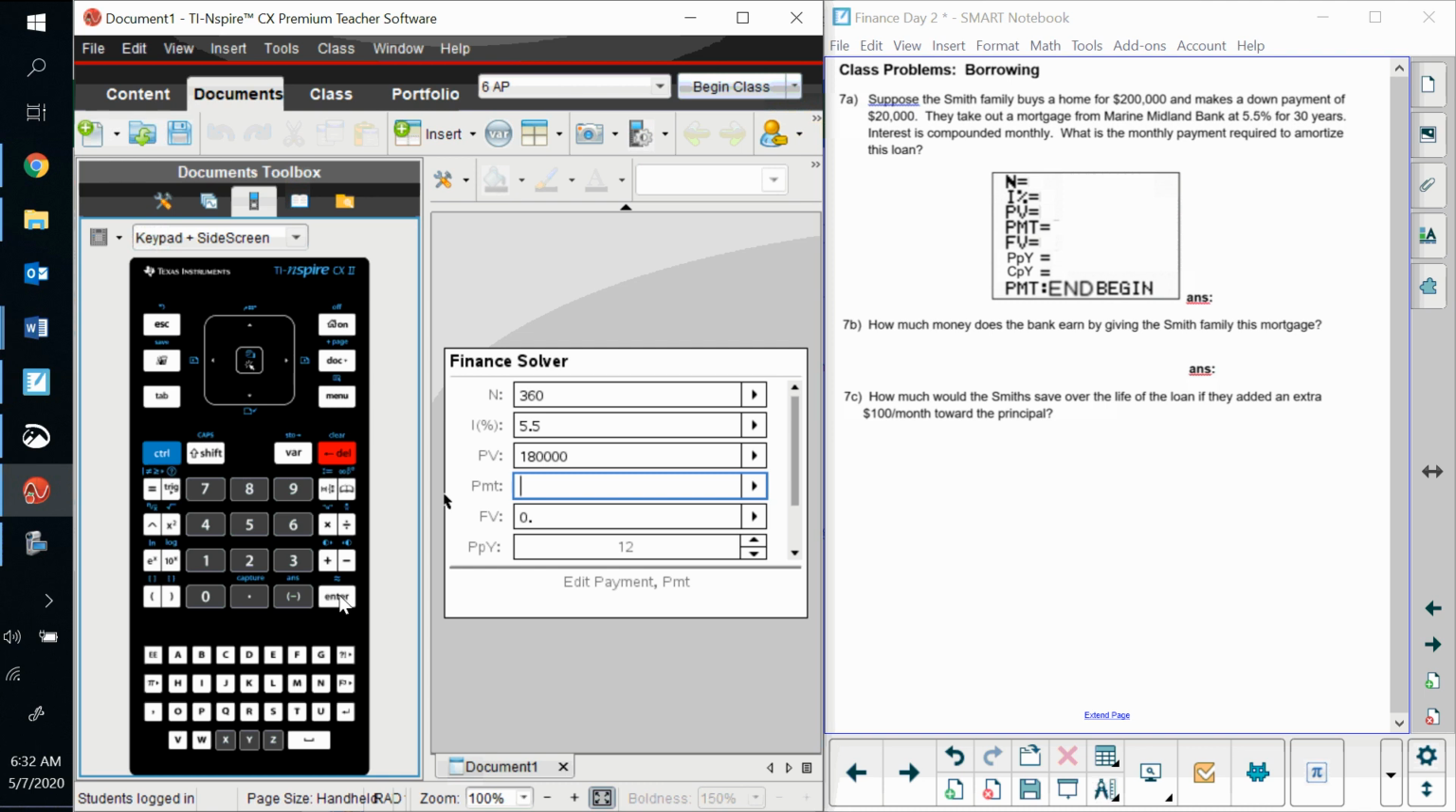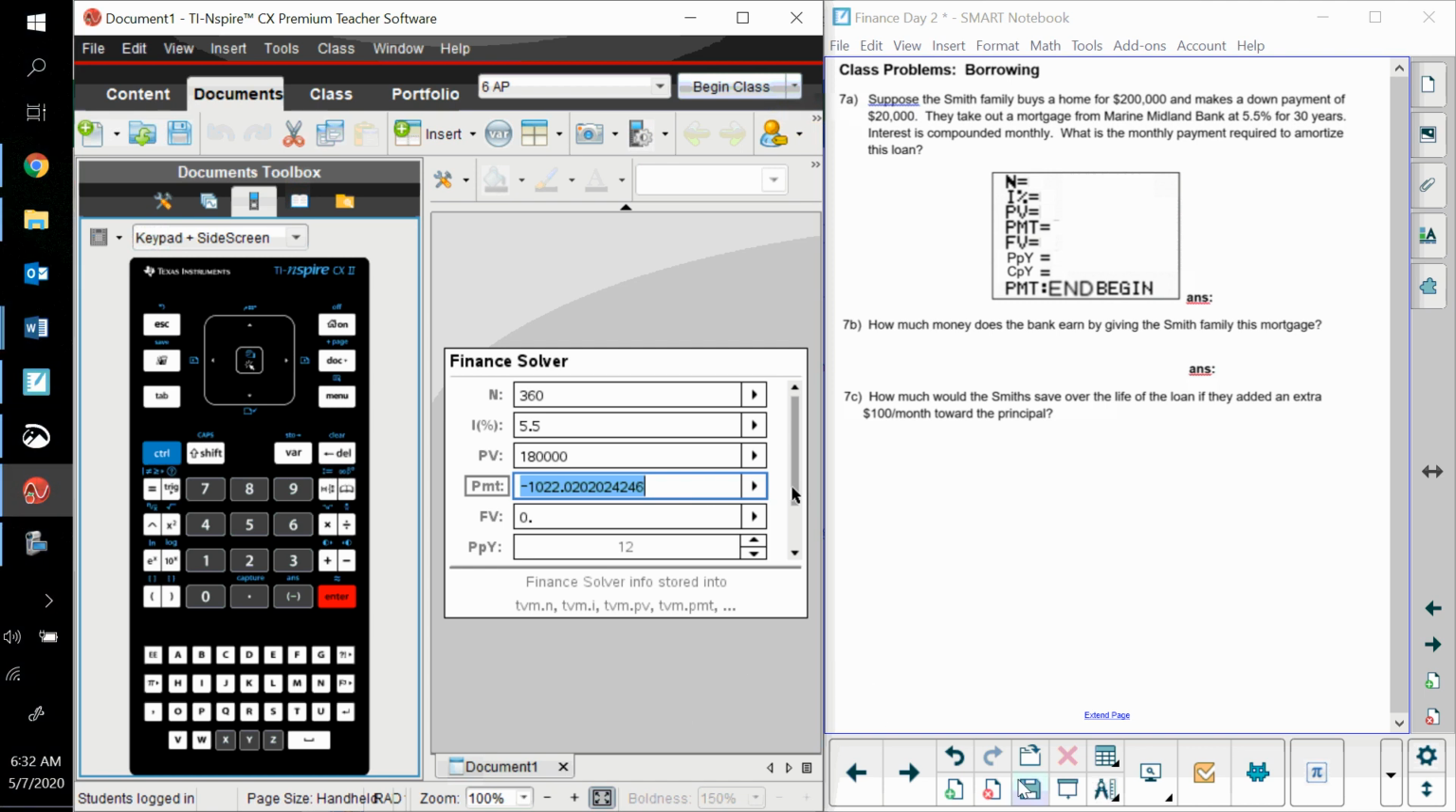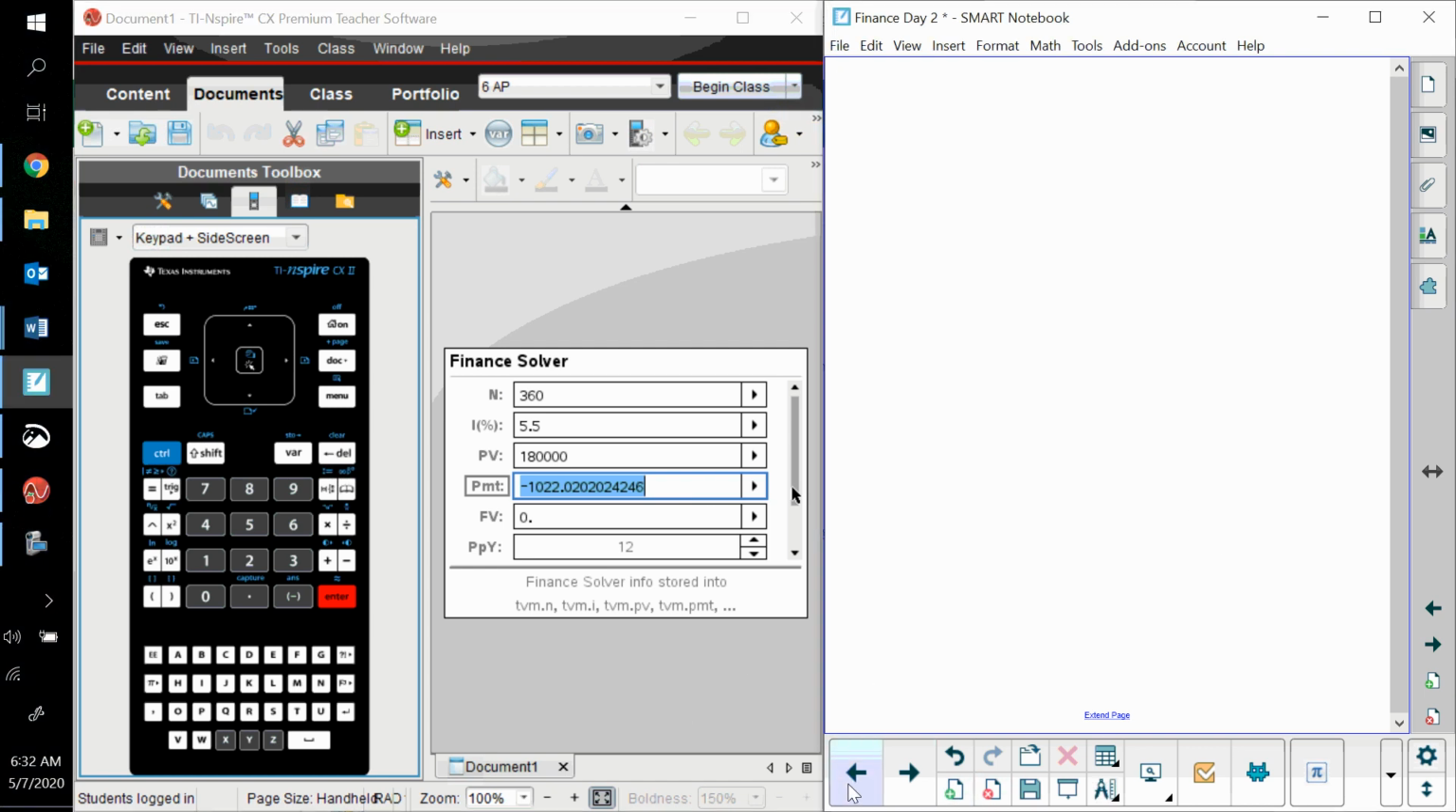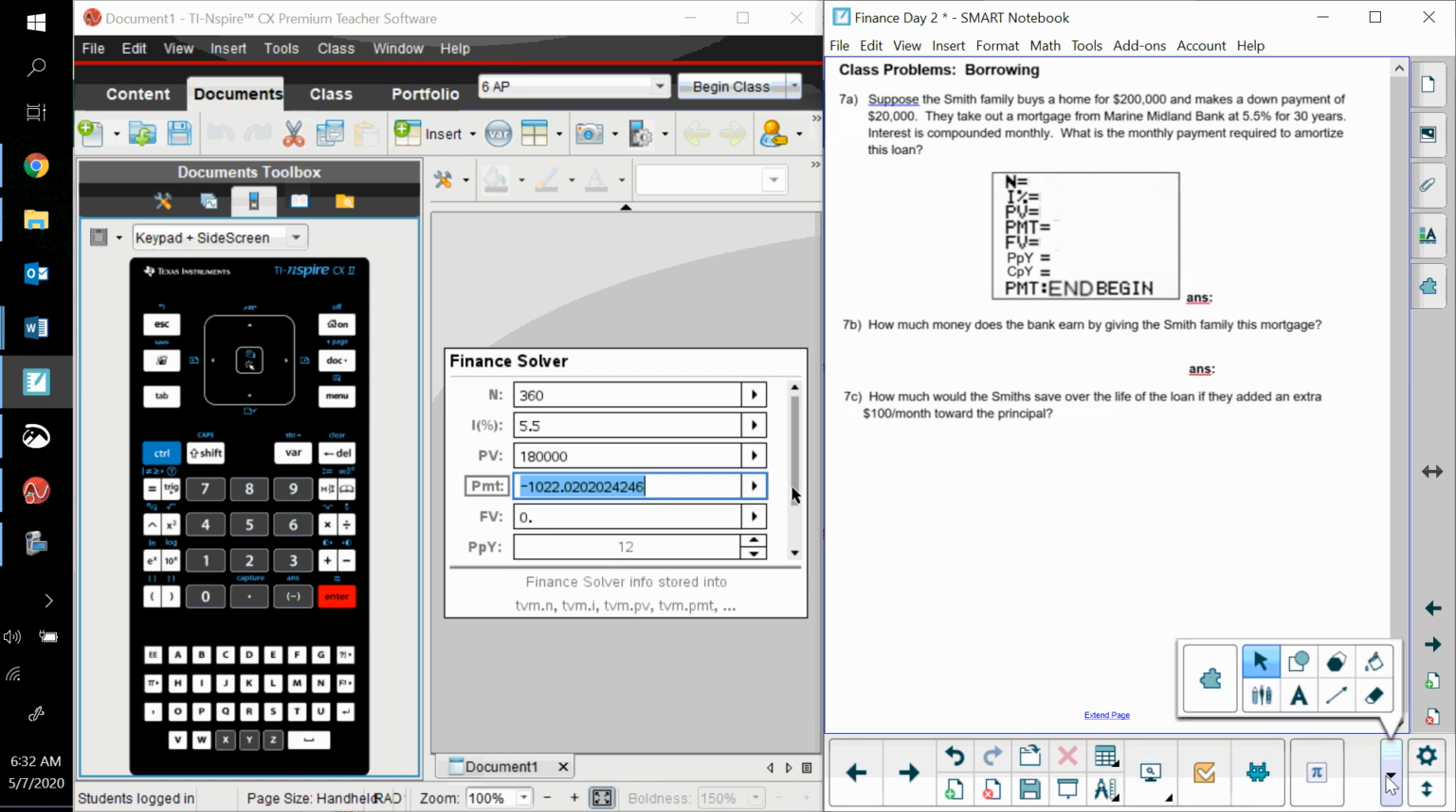So we'll go to the payment spot, hit enter, and we get negative 1,022.02. The reason it's negative is because it's a payment, so it's leaving our wallet. But when you write your answer, you can just write it as the positive. Just on the finance app, we need to know the direction it's going. Okay, and on your page, you would fill in each of these. On your homework, on your quiz, you need to be filling in each of those as well.